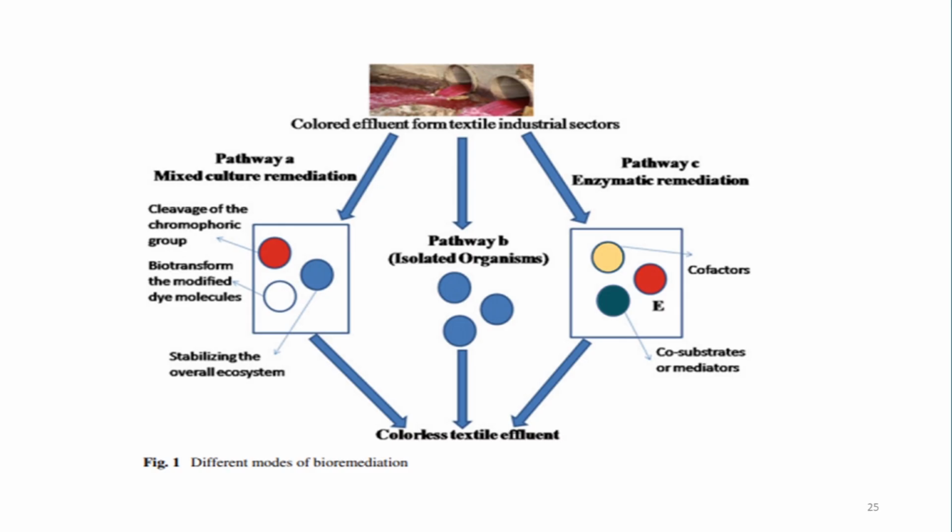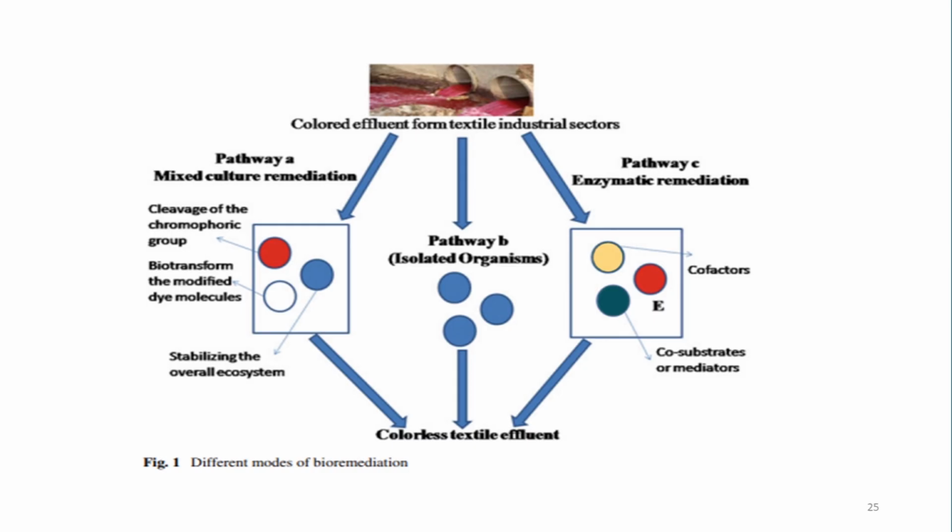So, if we look at this picture, this diagram, different modes of bioremediation are shown. From a colored effluent form of the textile effluent, it can take three different pathways. Pathway 1, where mixed culture remediation is done.